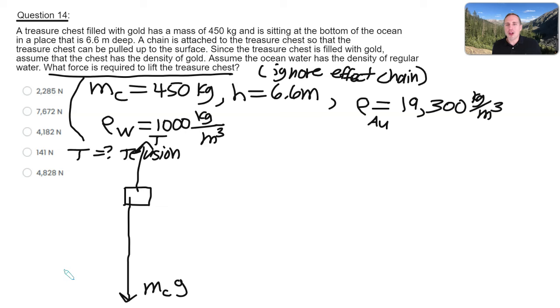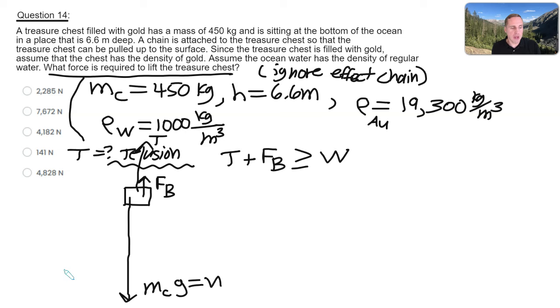But then, what other force is helping us because we're below the water? So hopefully you're aware of this. It's the buoyancy force, Fb. So the buoyancy force from Archimedes' principle is equal to the weight of the displaced fluid. So that means the tension plus the buoyancy force has to be greater than or equal to the weight. In other words, to just barely get it to pull upward and overcome this weight, it has to be greater than the weight. And again, this is the weight of the chest.